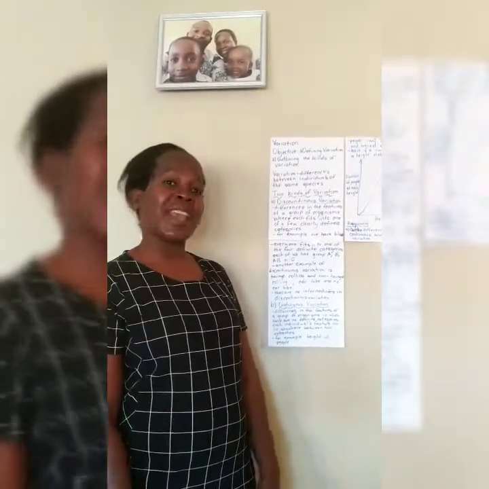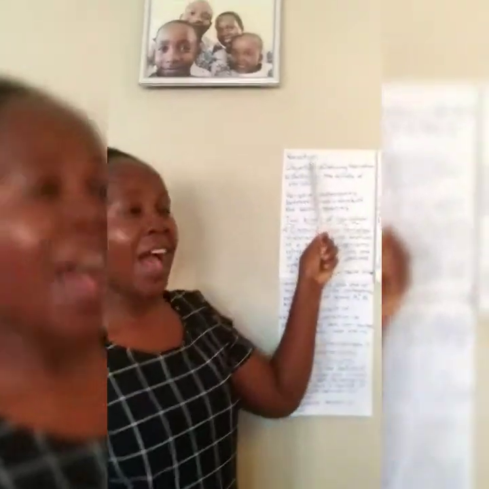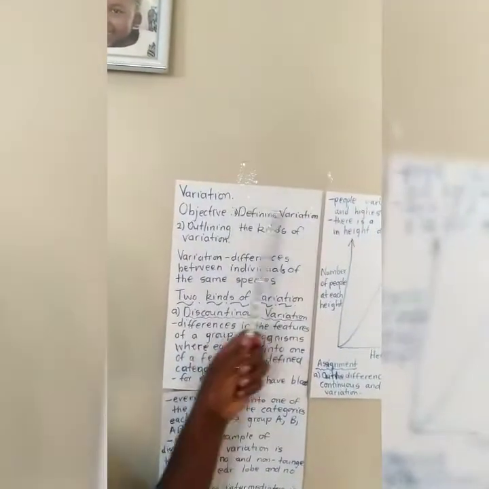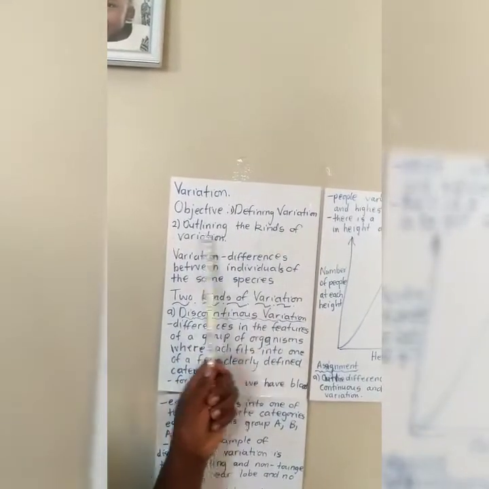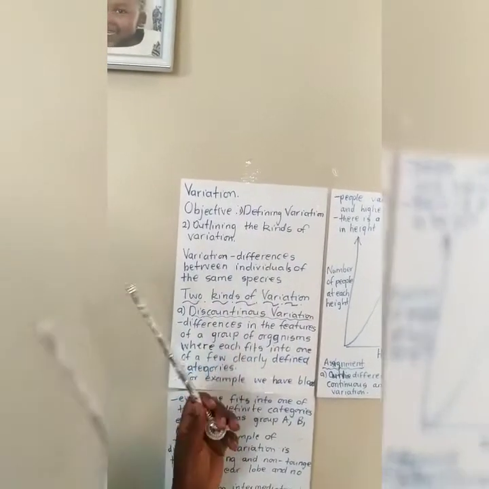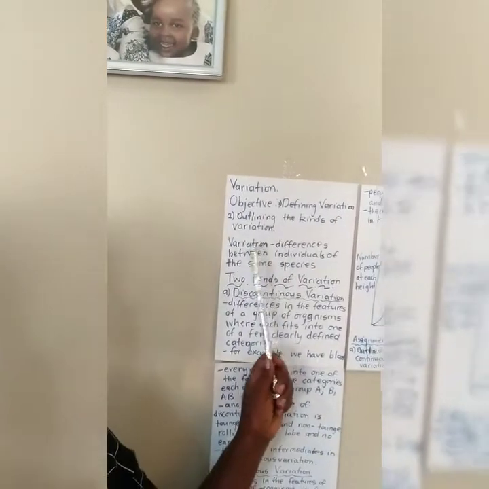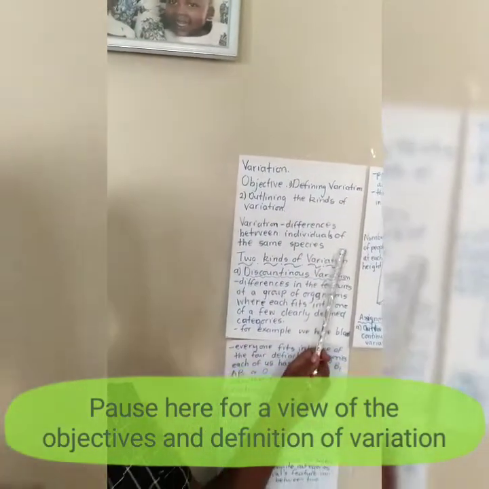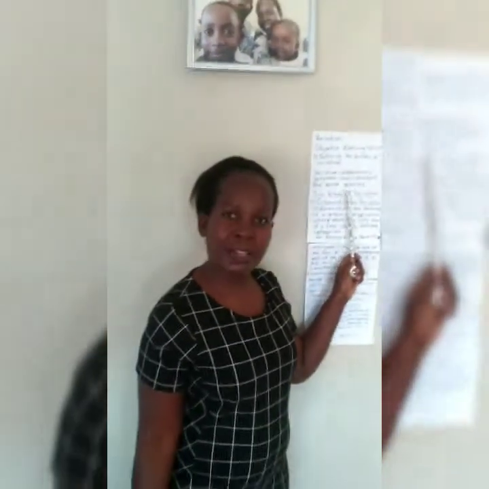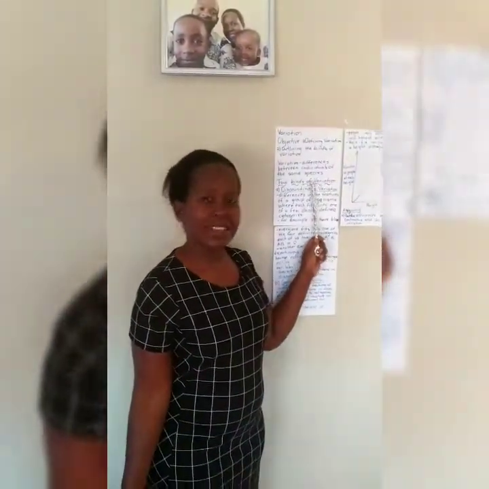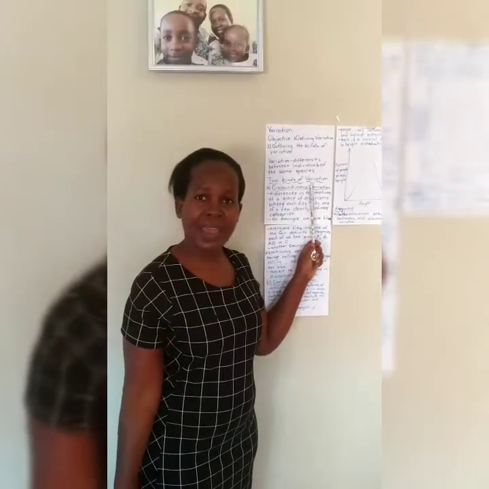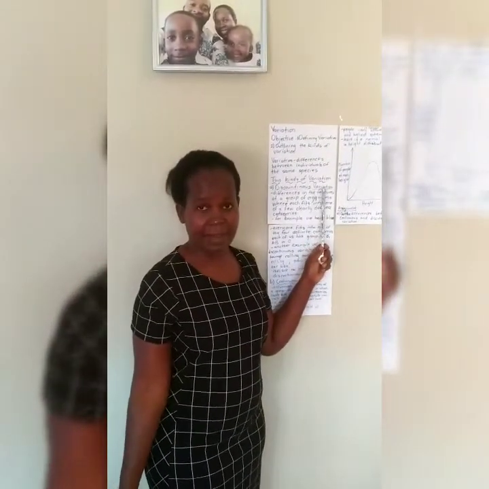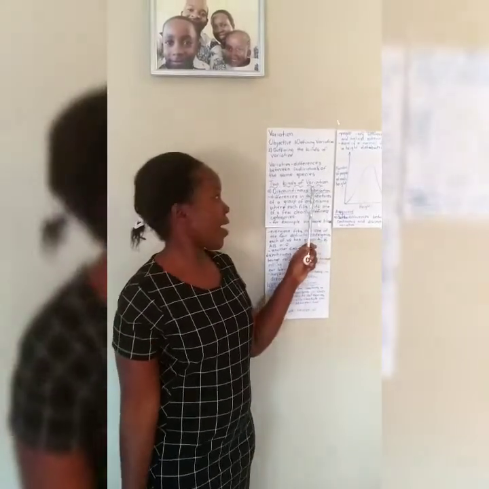Right, our topic today is variation. Our objectives are, number 1, defining variation, and number 2, outlining the kinds of variation. Variation refers to differences between individuals of the same species. For example, as human beings, we vary in terms of our height, our body weight, our complexion, our eye color, and hair color. Right, they are quite a number.